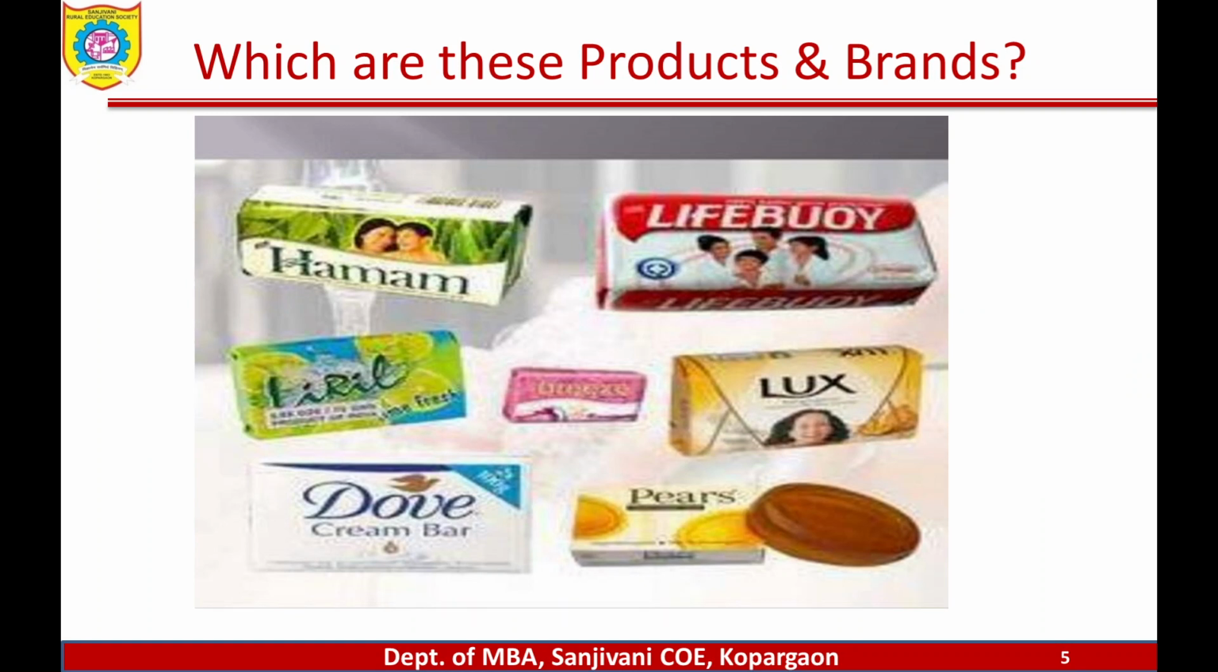Similarly, if you see, these are various soaps. So why does Hindustan Unilever have Hamam, Lifebuoy, Lux, Liril, Dove, Pears, and more than that? Even Lifebuoy has Lifebuoy Plus, Lifebuoy Gold, and Lux has Lux International and various color combinations. So almost more than 20 products are available with only the soaps of Hindustan Unilever.